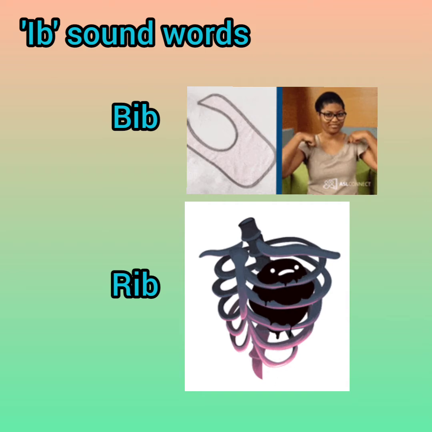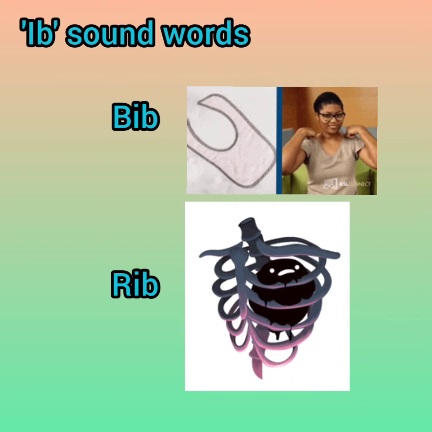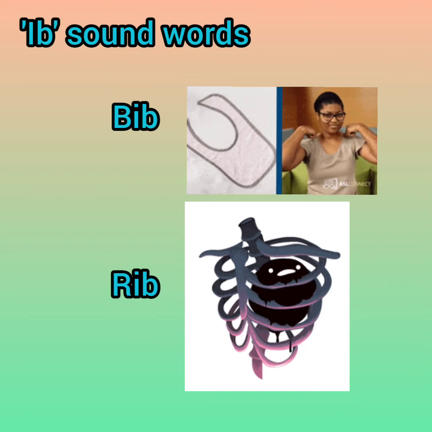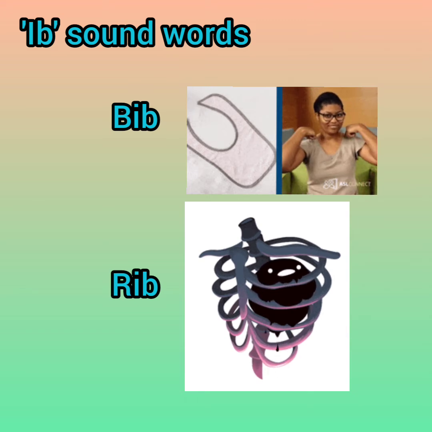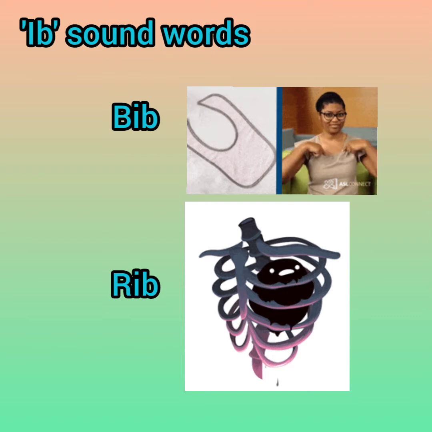So the first is IB, IB sound words. Example, BIB, bib, RIB, rib. Alright children, so B says B, so B-I-B bib and R says R, R-I-B rib. And what is bib? It is a small apron kind of thing which children wear while feeding, and rib is a set of bone which protects our heart and lungs.